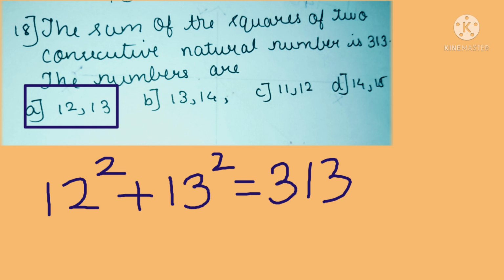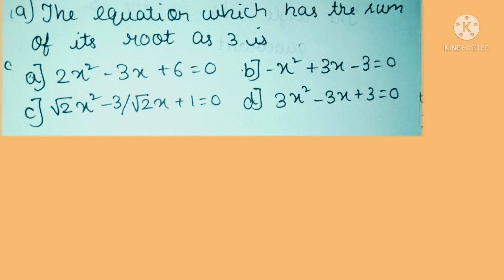So let's check with each and every option. 12 square plus 13 square, if we find the value, we will get the answer as 313. So no need to check the other options also, we can directly mark option A. Let's move on to the 19th main question: the equation which has the sum of its roots as 3.